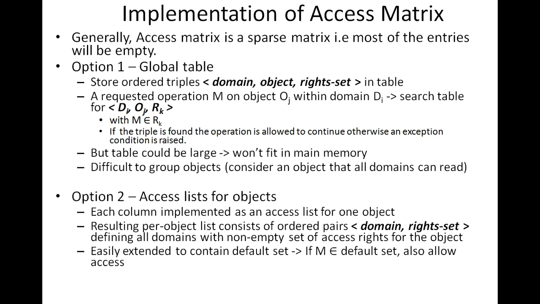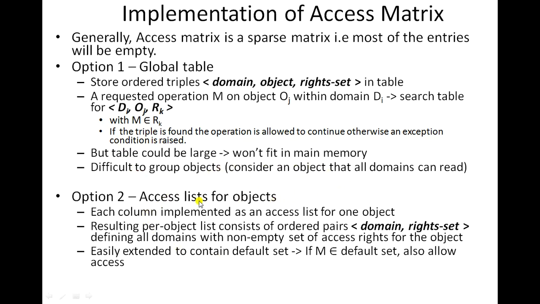But there are some difficulties with the global table implementation. Here the table can be very large, which cannot be stored in main memory. It won't fit in main memory, it will exceed main memory. That is one drawback of the global table, though it is very simple to implement. Another difficulty is that it is difficult to group objects. For example, consider an object that all domains can read. Such things are very difficult to implement in the case of a global table.